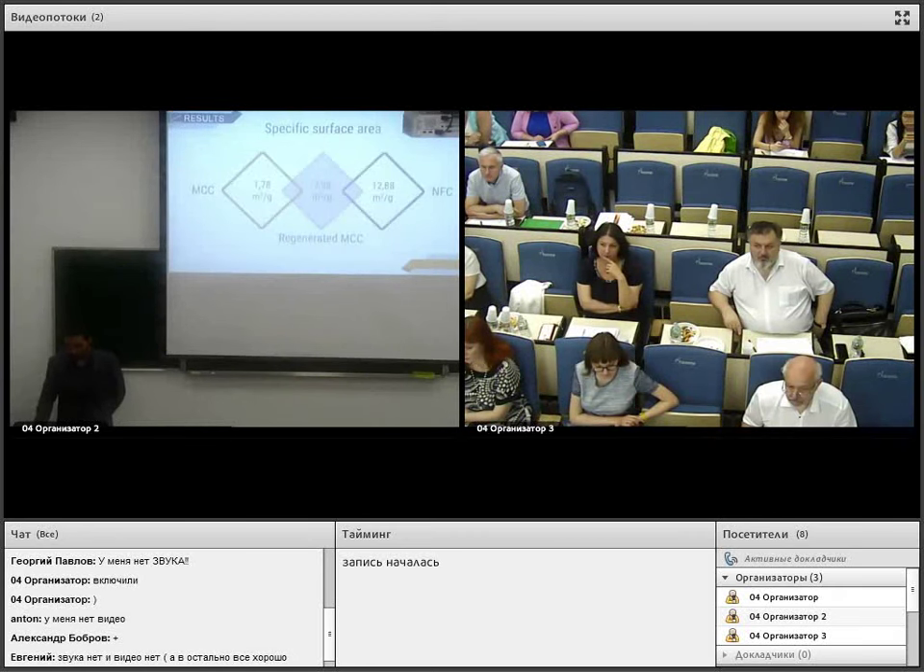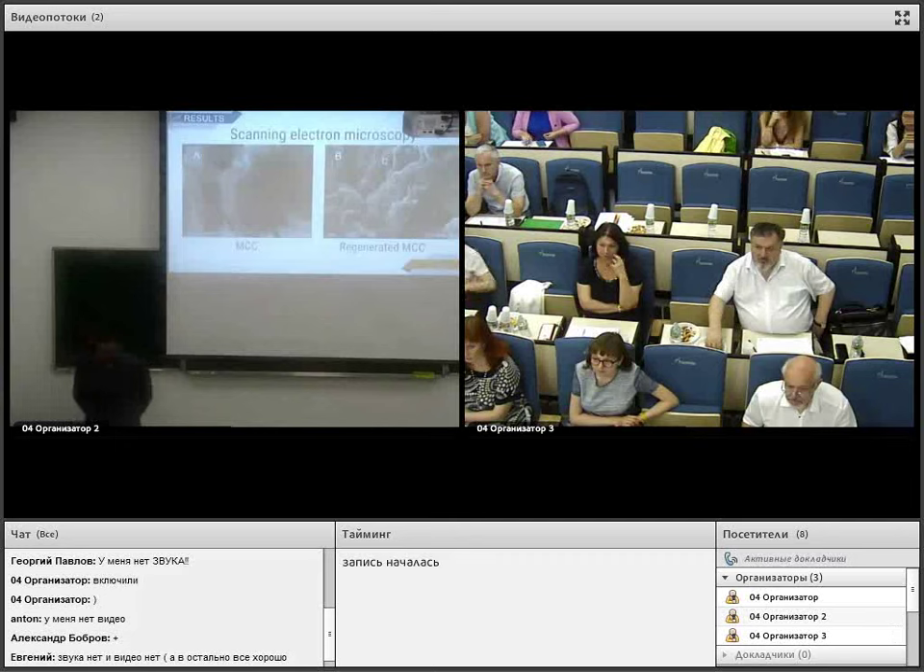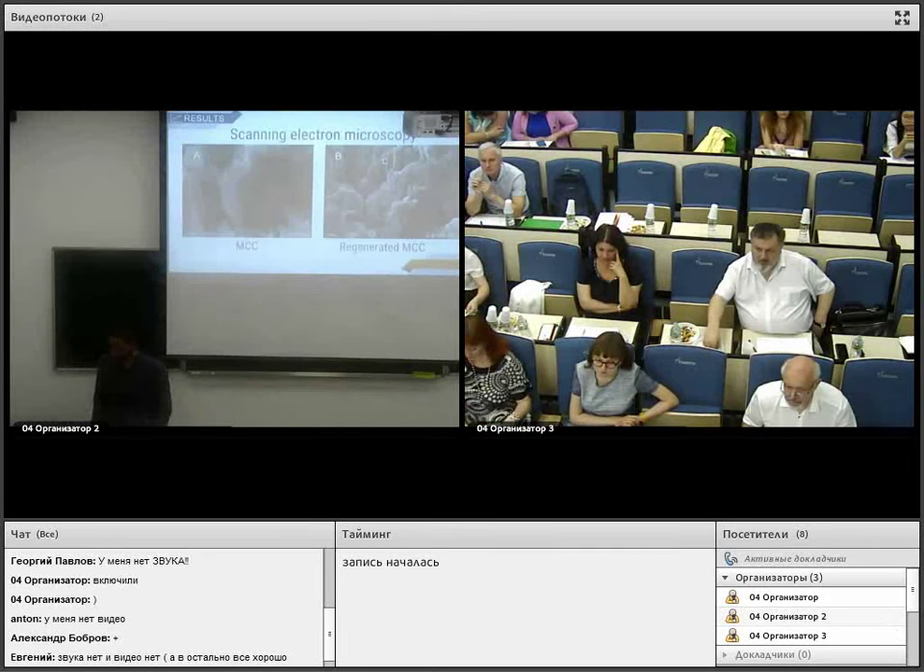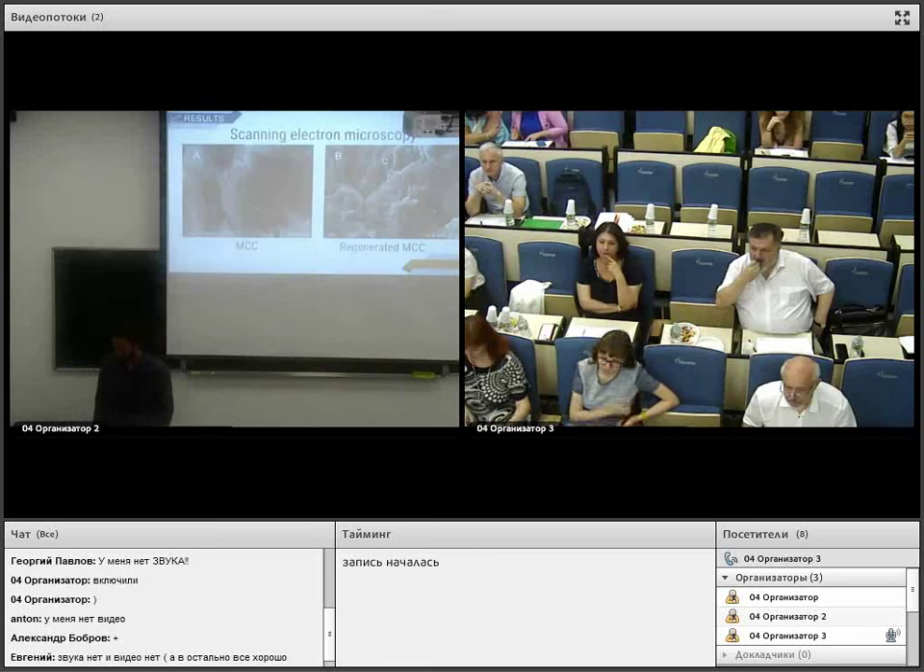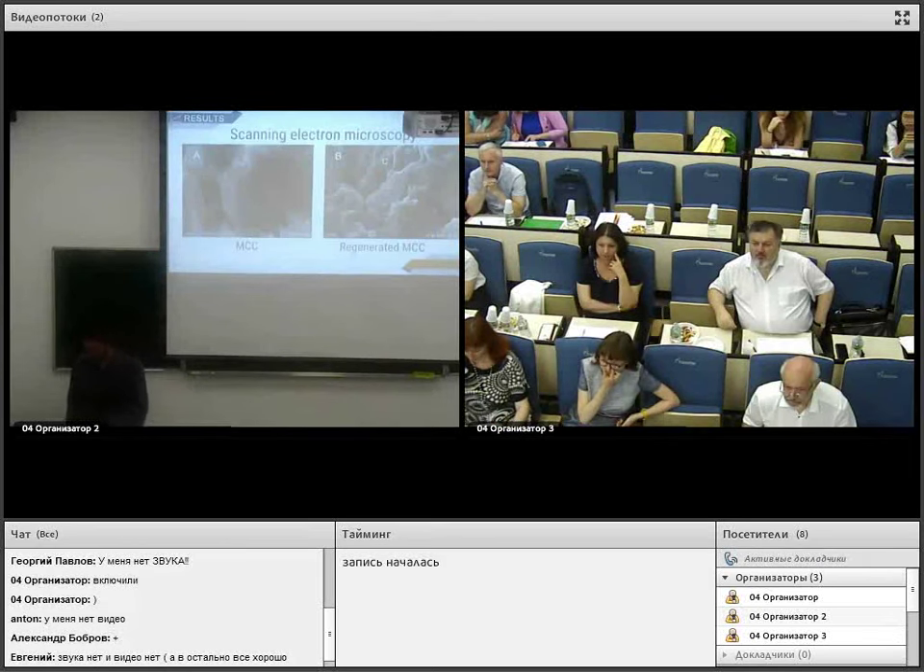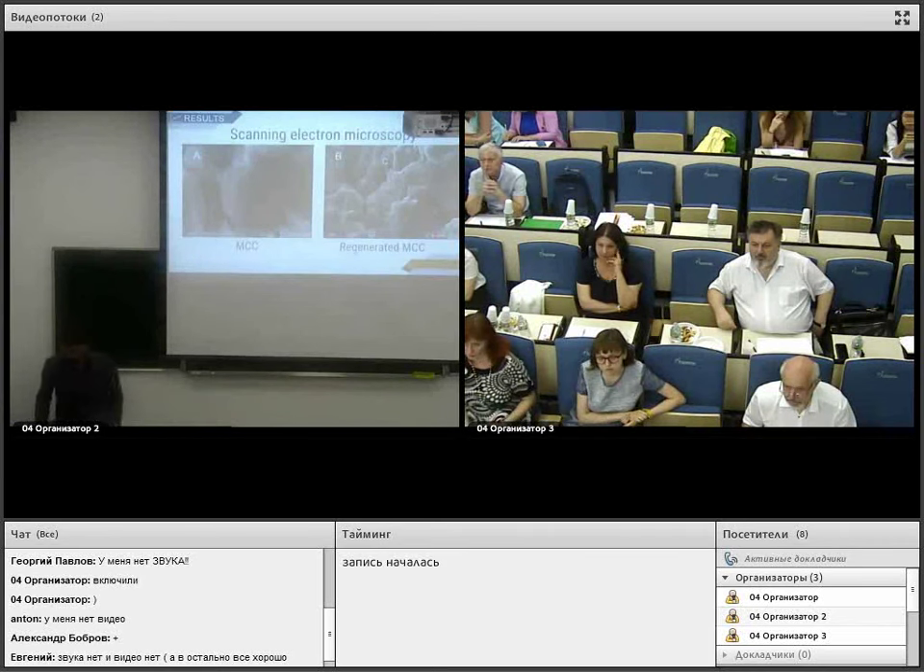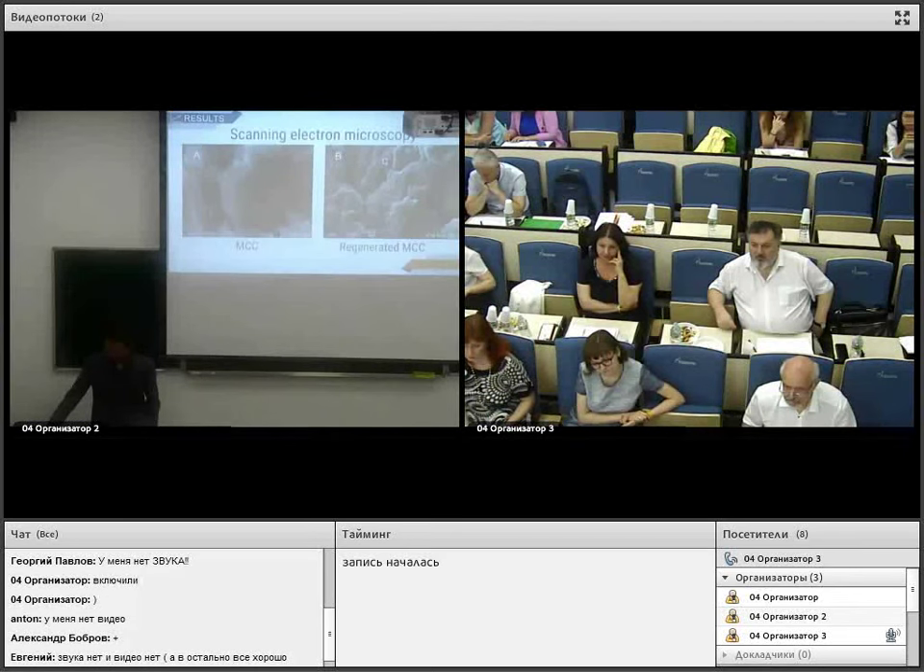So now let's look at the photos of scanning electron microscopy. Here you can see it's obvious that the particles of regenerated microcrystalline cellulose have smaller size. So it confirms our conclusion that regenerated cellulose has higher absorption capacity than initial microcrystalline cellulose.